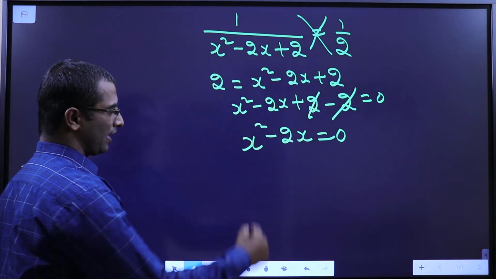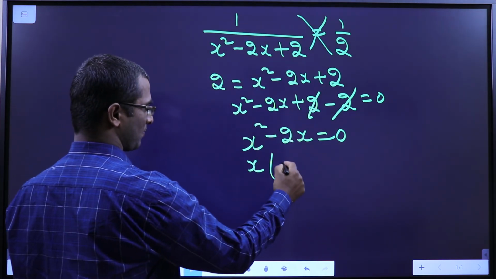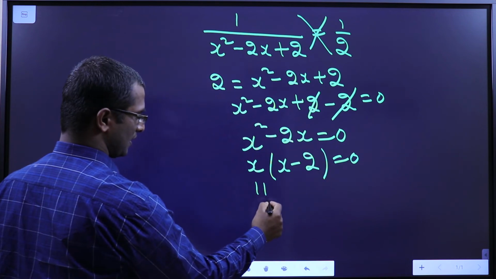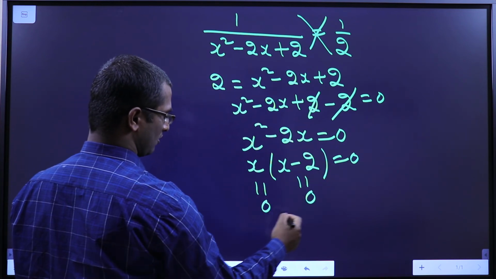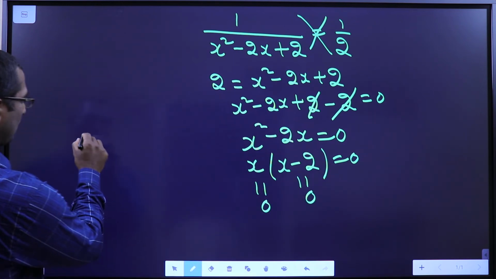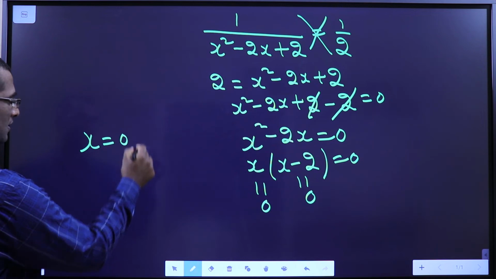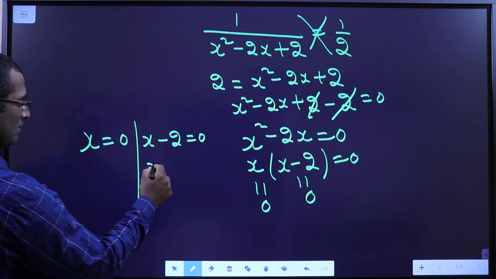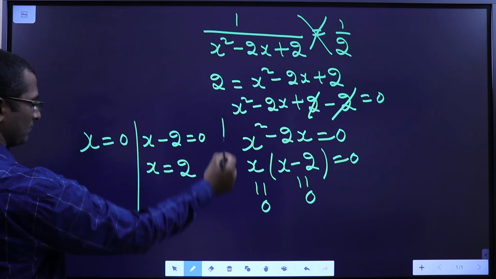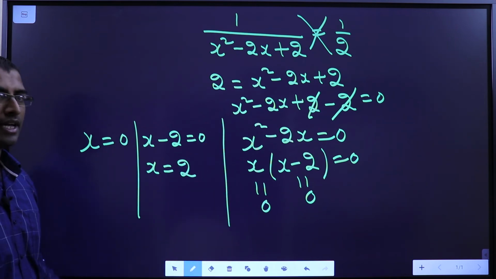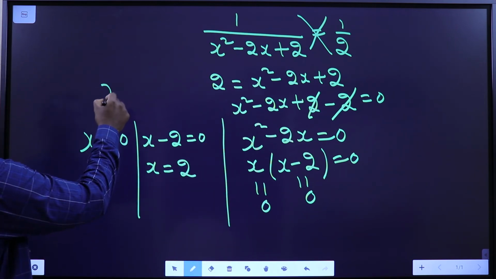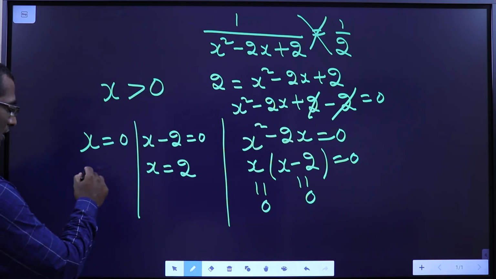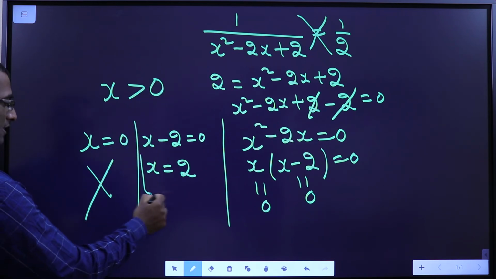Okay. I take x common. I get x into x minus 2 equal to 0. So either this equal to 0 or this equal to 0. So it could be either x equal to 0 or x minus 2 equal to 0, that means x equal to 2. Okay. Earlier in the question it is mentioned that x has to be greater than 0, so I don't consider this. So my x value is 2.